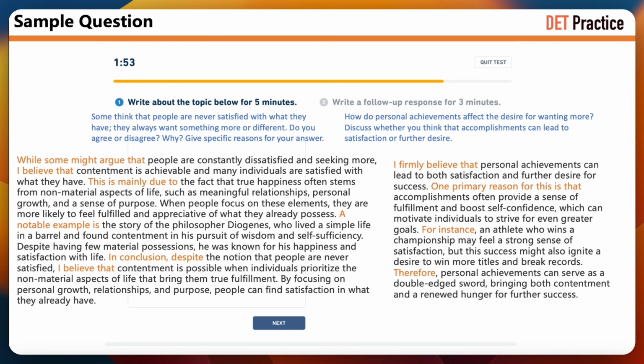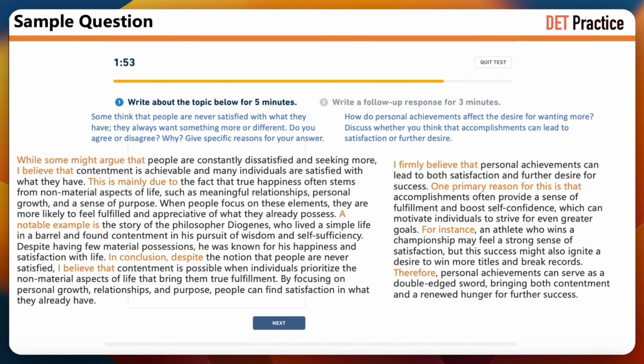The response then elaborates with a primary reason. One primary reason for this is that accomplishments often provide a sense of fulfillment and boost self-confidence, which can motivate individuals to strive for even greater goals. This explanation bridges the concepts of contentment and ambition discussed in the initial response. An illustrative example follows. For instance, an athlete who wins a championship may feel a strong sense of satisfaction, but this success might also ignite a desire to win more titles and break records. This example effectively demonstrates how achievement can simultaneously satisfy and motivate.